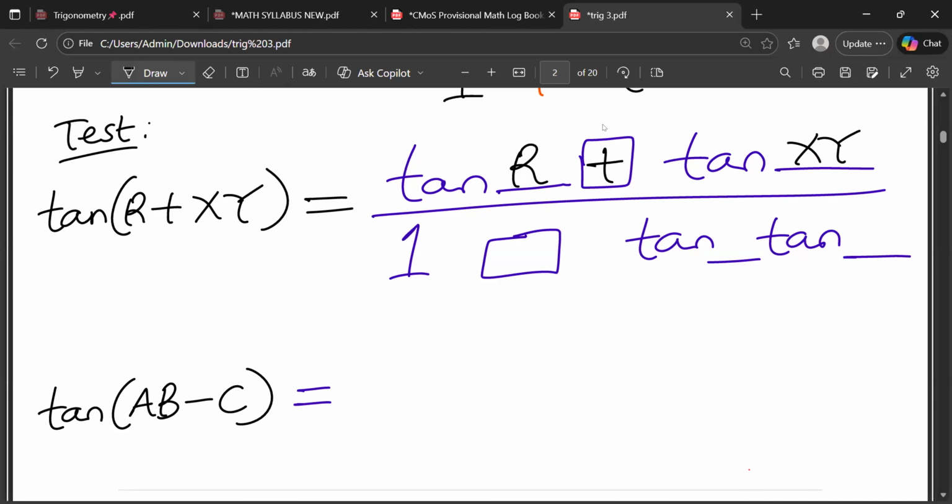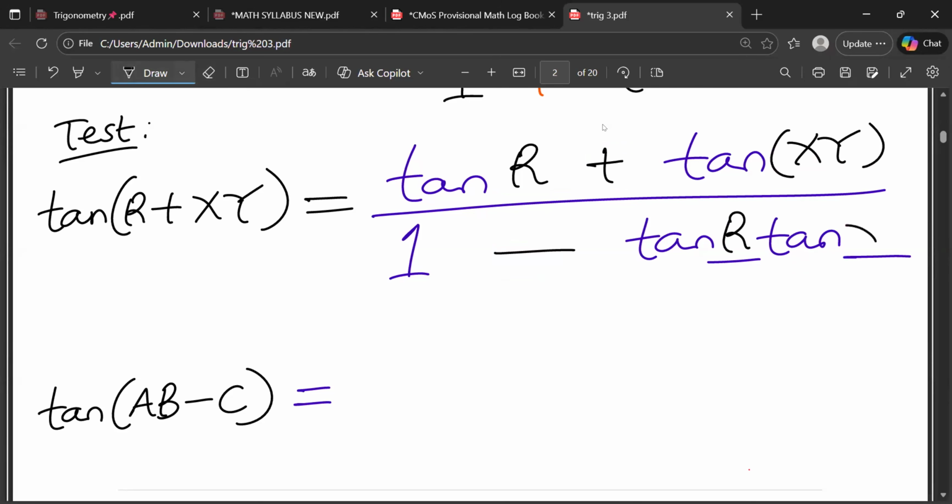Then here it will be 1 what? 1 minus tan r, and then tan xy. Exactly. Tan xy. Thank you so much.